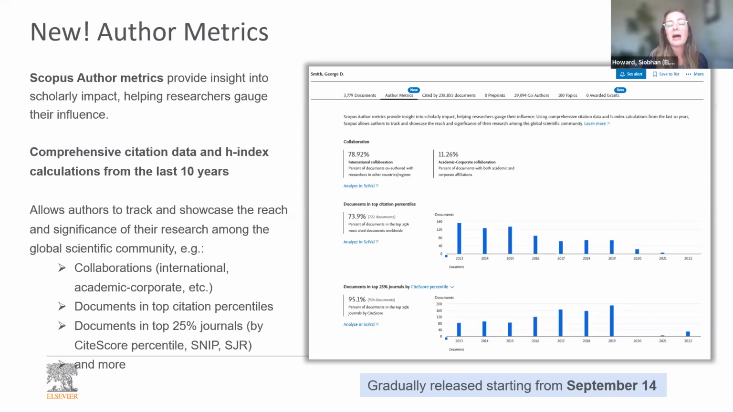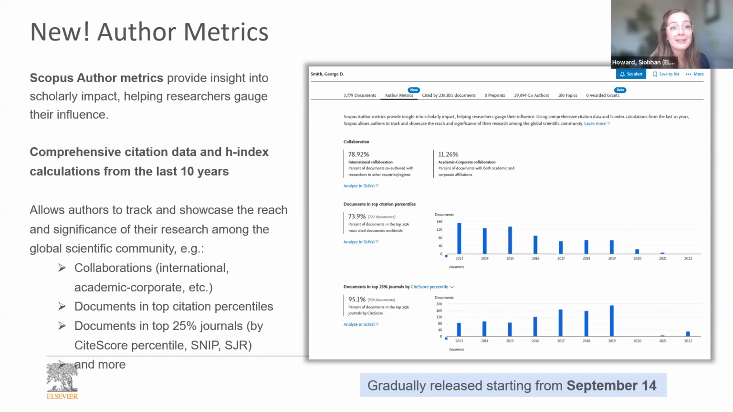But recently we have added in a new tab for author metrics to start giving you an idea of how this individual is performing across different strategic analytical areas. Again, to give you insight into what the impact of their work is making beyond just document representation itself. So at a high level, and we'll dig into this a little bit more in depth, these author metrics within Scopus look at collaboration, specifically international and academic to corporate collaboration.